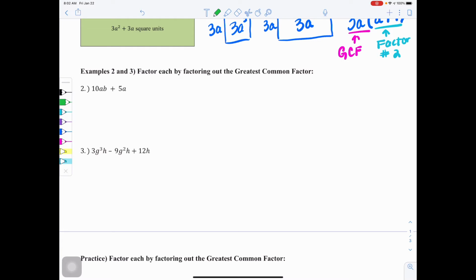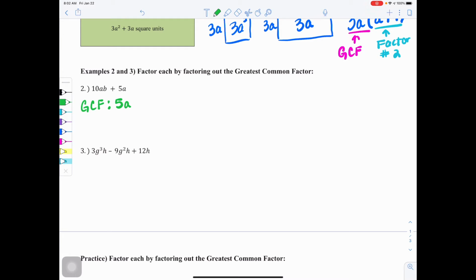So in example 2, it says 10ab plus 5a. Our first job is to find the greatest common factor. So we want to look at 10 and 5 and think of the greatest common factor between 10 and 5. That would be 5. And then we want to look at the variables and see the greatest common variable there. They have a to the first power in common. There's a b in 10ab, but not in the 5a, so that can't count as a common factor. So 5a is going to be my GCF.